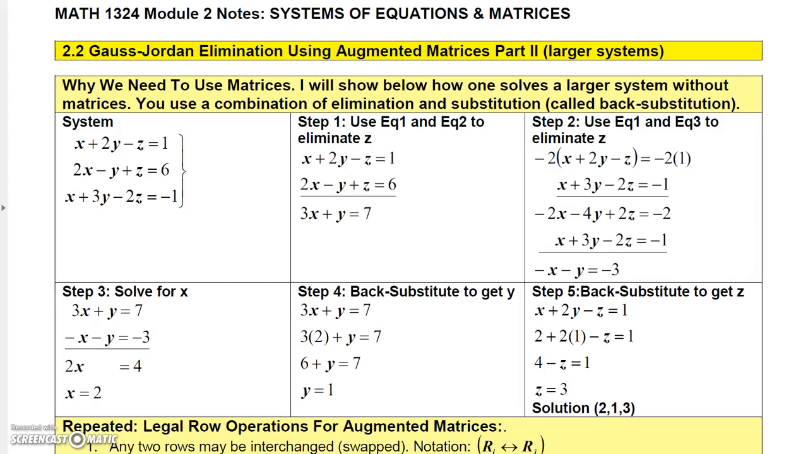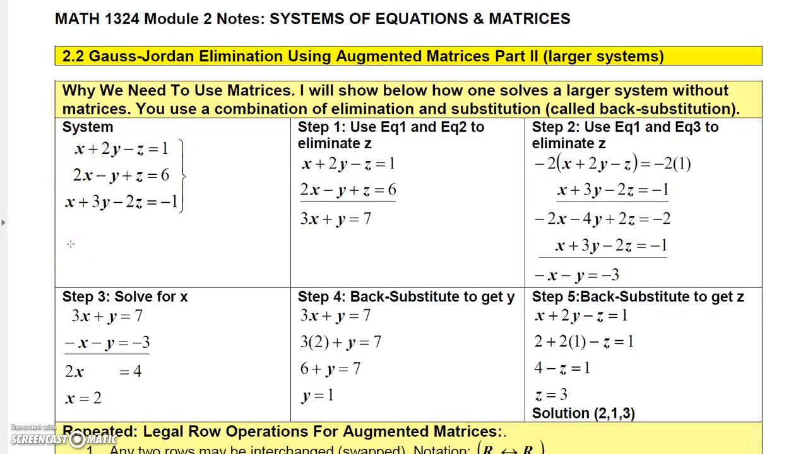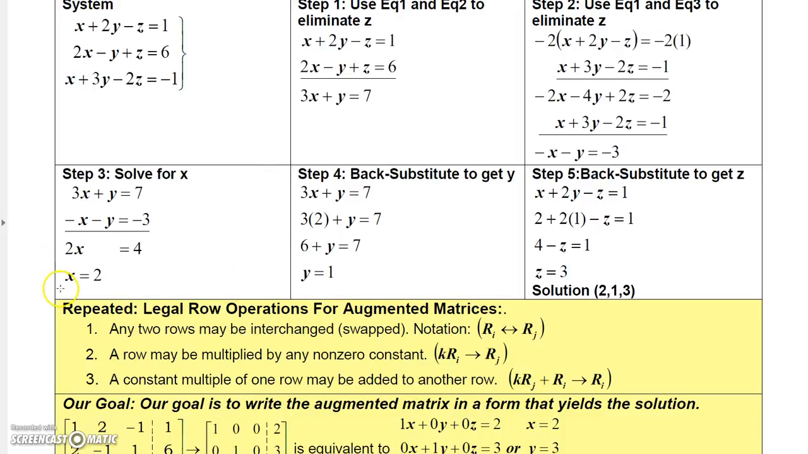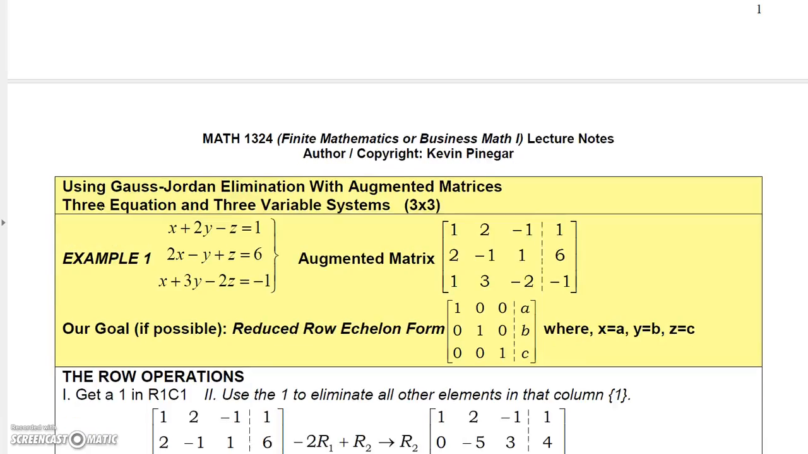Okay, now in solving larger systems, if you read my notes, you'll see that I related this to solving a system of equations without matrices, but I'm not going to go through this portion. Basically it shows you how, if you solve a system without matrices, you try to eliminate variables until you can finally eliminate all but one variable, and then you use back substitution to get the other variables. But I'm not going to cover that. You can read that on your own.